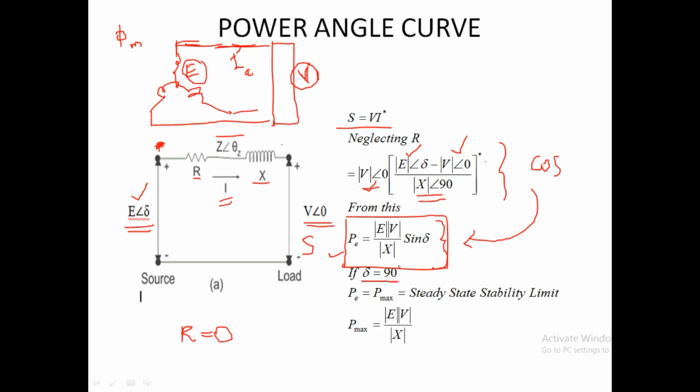Now if δ equal to 90 degrees, we can say P will become P max, the maximum power, which is known as the steady state stability limit. This is very important. Whenever δ equal to 90, this power will become maximum. Sin 90 is 1, so its maximum value will be at δ equal to 90 degrees. So it is known as the steady state stability limit. P max will be equal to |E||V|/|X|.